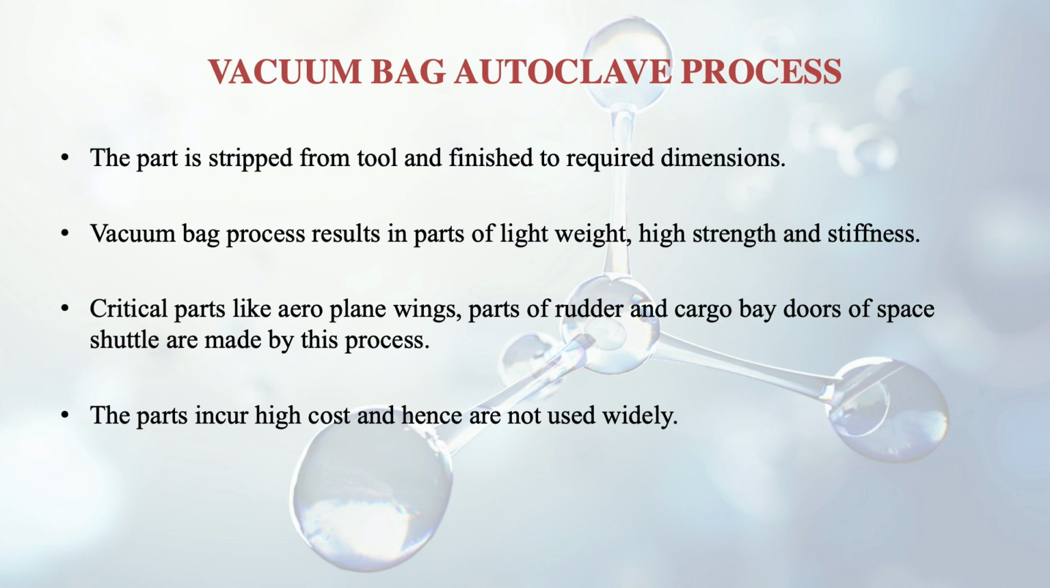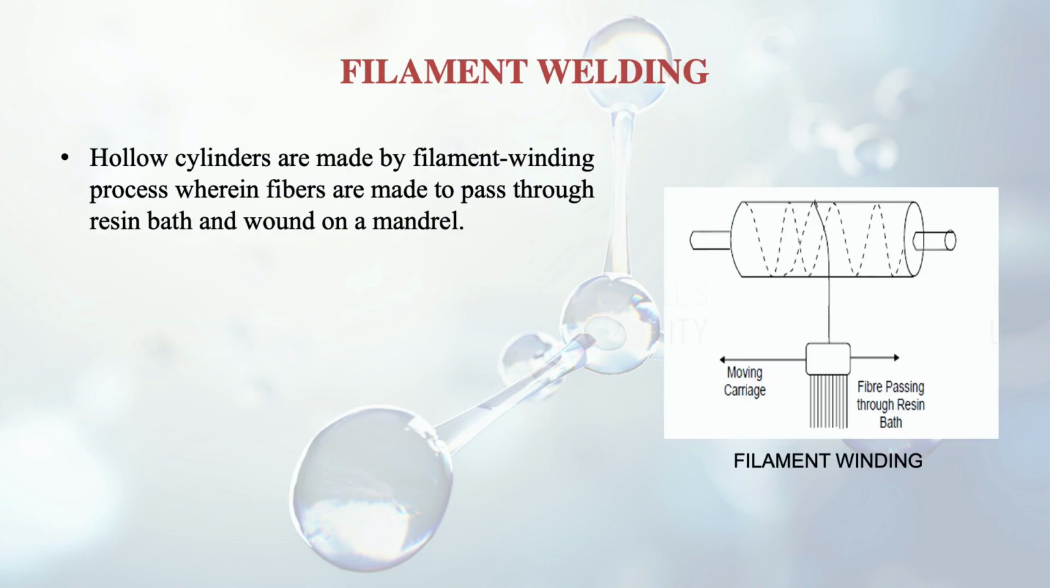So next is the filament winding process, and from this what we get, we are seeing here hollow cylinders are made by filament winding process. How? We are using the fibers here, and they are made to pass through the resin bath, and then they are placed on a mandrel. So that way we can get the hollow thing.